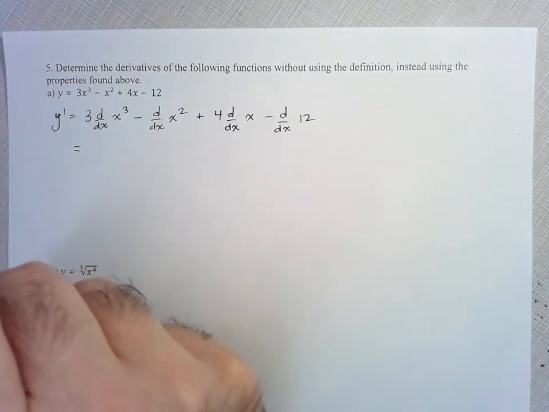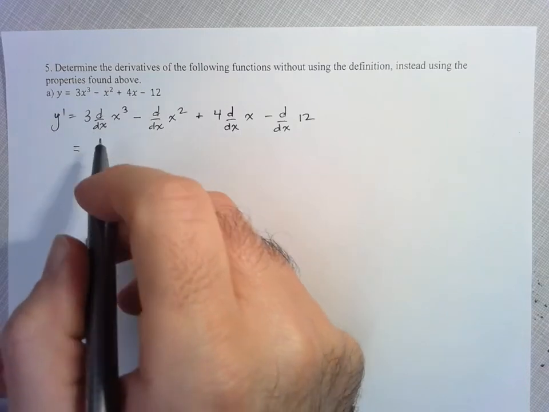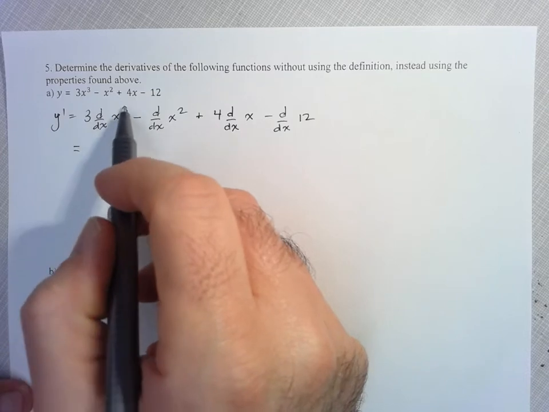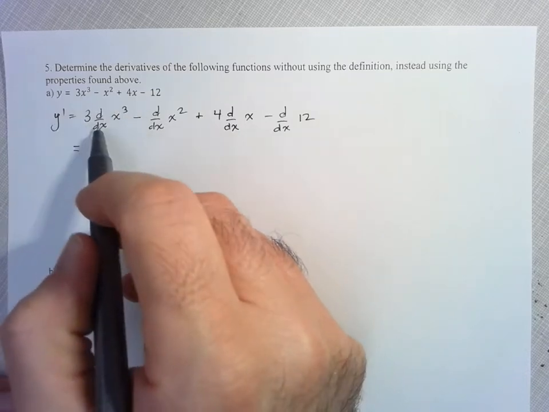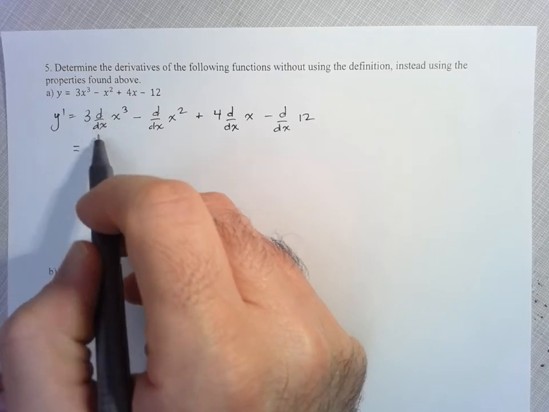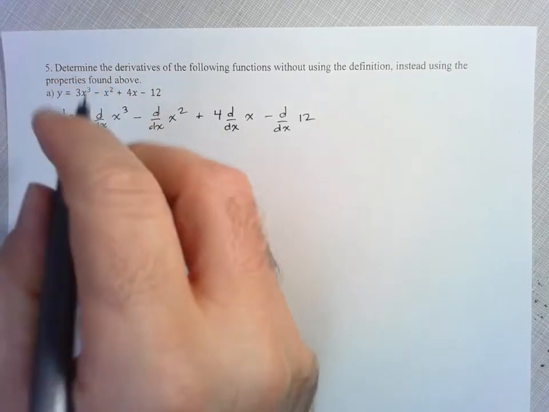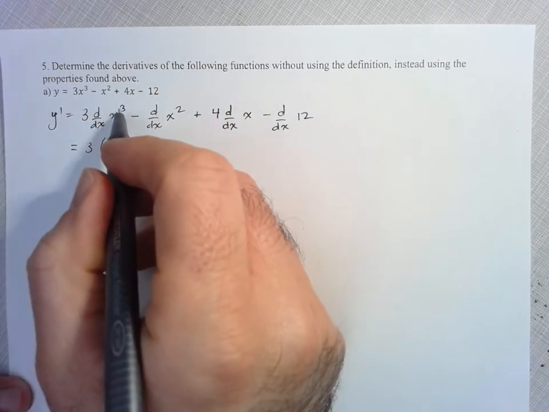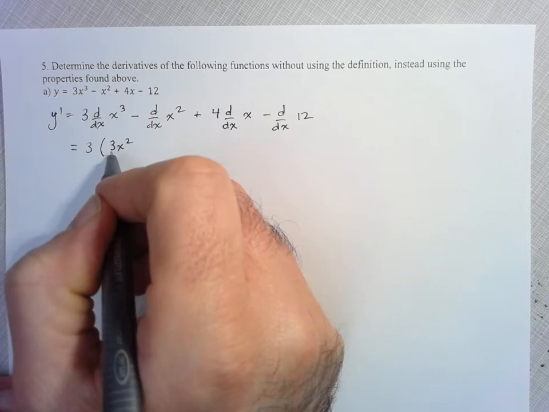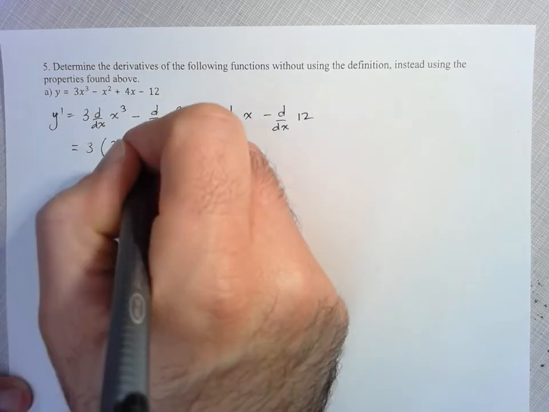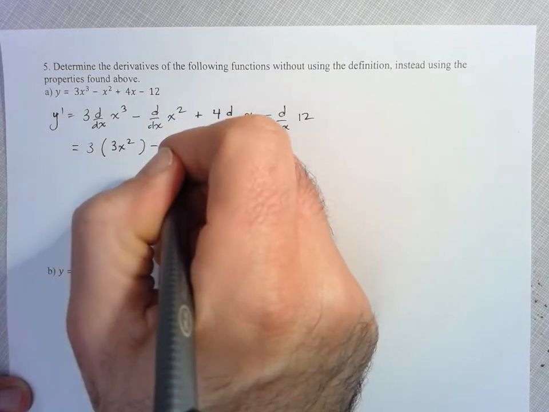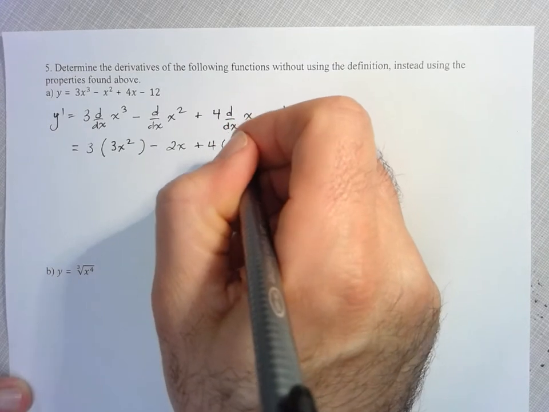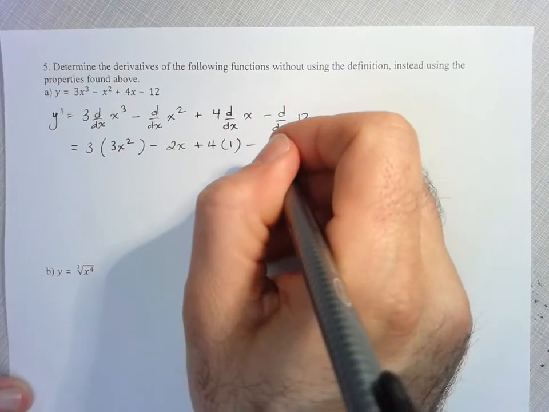Here we see one of the reasons why Leibniz notation is useful: when we're just working with the expression as opposed to the name of the function, it's much easier to use Leibniz notation. So here we've got 3 times the derivative of x cubed, which is 3x squared. The exponent becomes your coefficient, and the new exponent goes down by 1. Then minus the derivative of x squared, which is just 2x, plus 4 times the derivative of x, that's just 1, and the derivative of a constant is just 0.